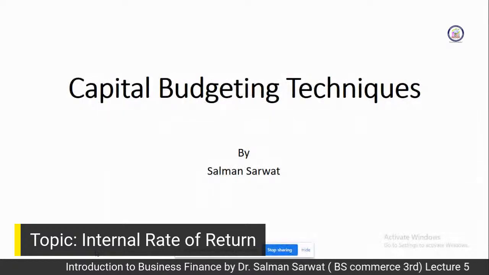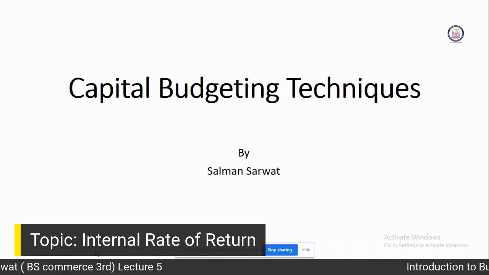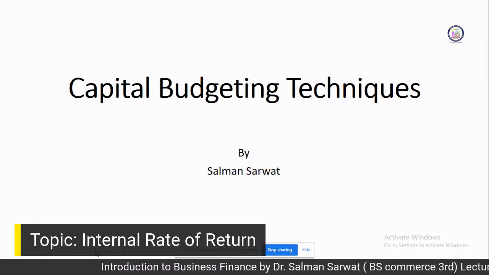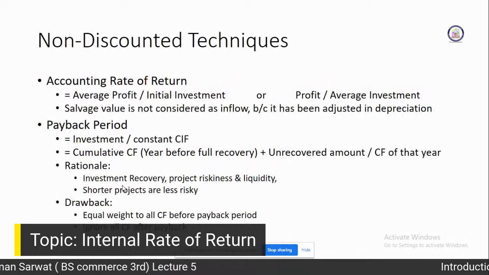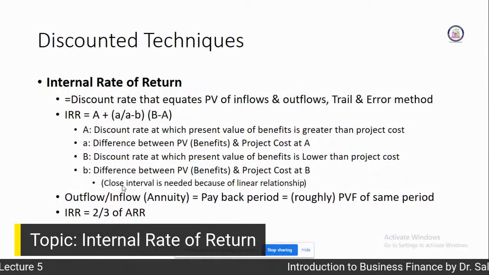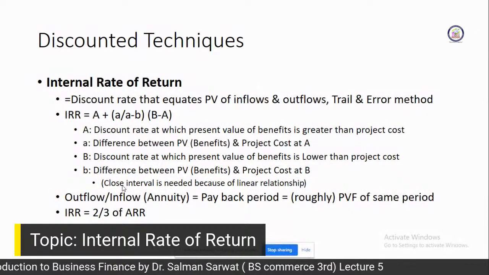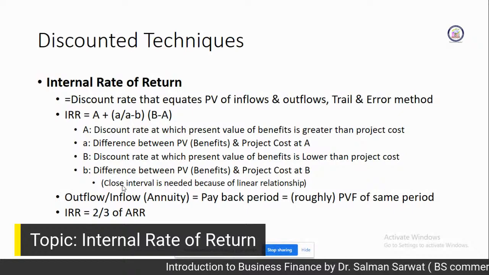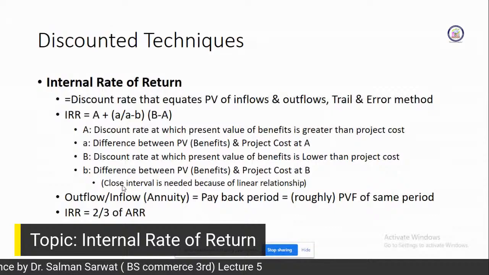Today we are going to discuss internal rate of return, IRR. This is a very important capital budgeting technique. So let's go to that slide of IRR. What is IRR? IRR is the rate of return which equates the present value of inflow with the present value of outflow. This is the basic definition of internal rate of return.